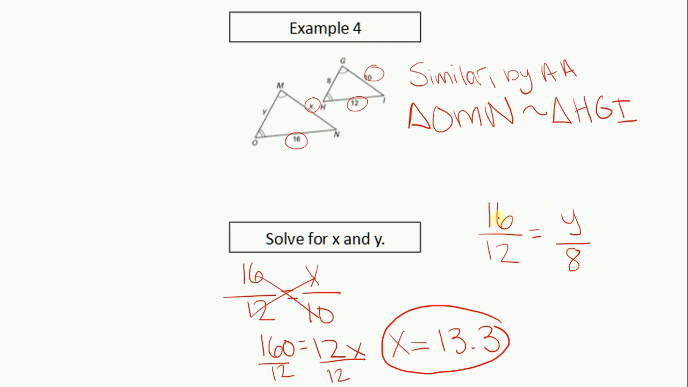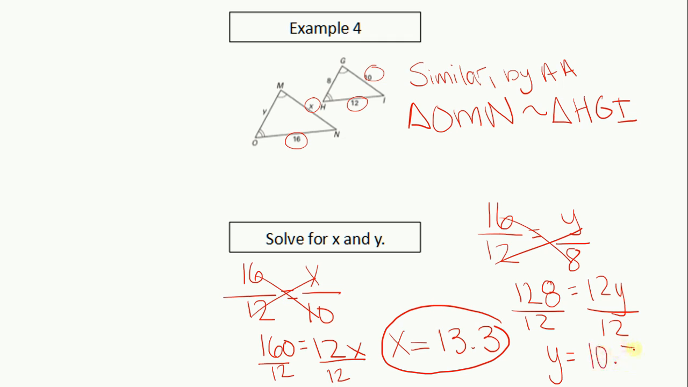So if I multiply 16 times 8, I get 128. 12y, going this way. Looks like I need to divide by 12. So y equals, I don't think that's going to come out nice either. 10.6 repeating, so I'm going to round to 10.7, because I'm rounding to the first decimal place, 10.7. Thus we have found our x and our y of our two triangles.